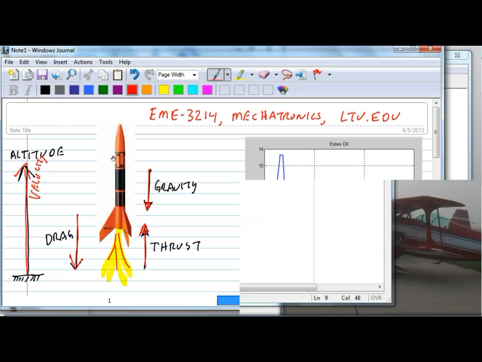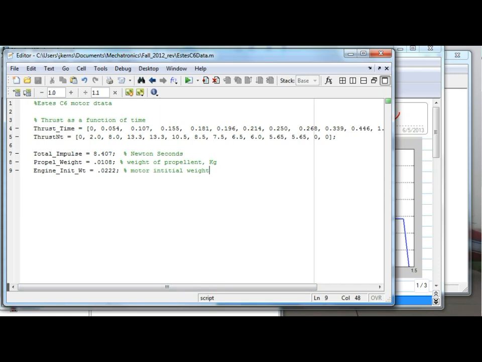I created a MATLAB script file for an Estes C6 where I have that curve, thrust as a function of time. There's the time vector. This is the thrust in newtons. Other information about the engine is the total impulse, which is in newton seconds, or the integrated force as a function of time. The weight of the propellant itself is easy to come by. That's 0.01 kilograms. And the engine initial weight, 0.022. I really should have put the units there, even though they're all kilograms.